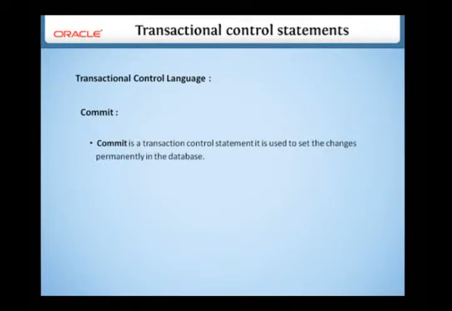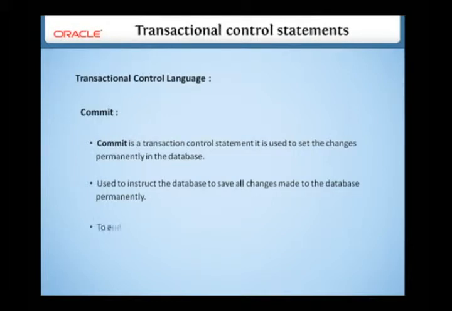Here we will see in detail the commit statement. Commit is a transaction control statement that is used to set the changes permanently in the database. This command is used to instruct the database to save all changes made to the database permanently. The main use of the commit statement is to end a transaction within a database and make all the changes visible to other users.